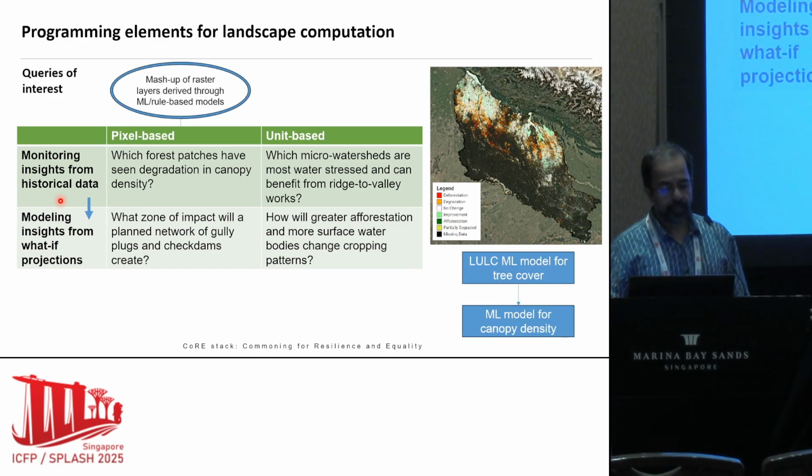So a lot of the work currently that we see happening around us revolves around pixel-based things, where largely you have a mashup of different raster layers, where you combine one raster, take its output, put another layer on top of it, and identify, right, which forest patches have seen some kind of degradation. And those areas become important for restoration planning.